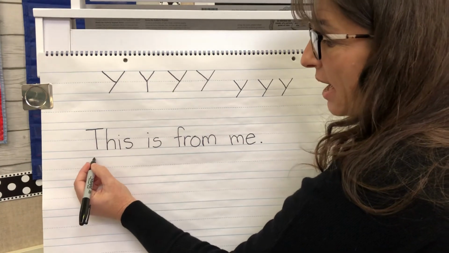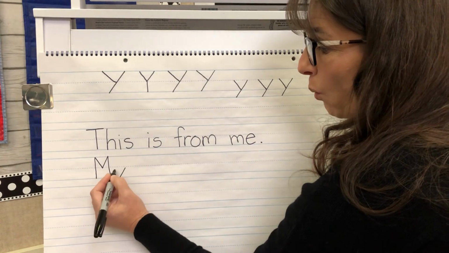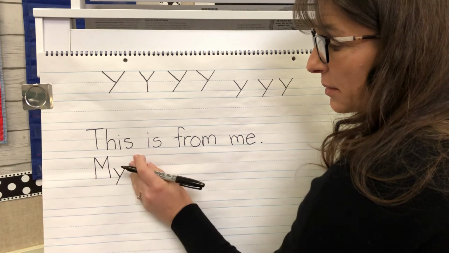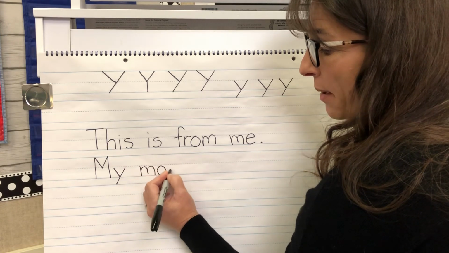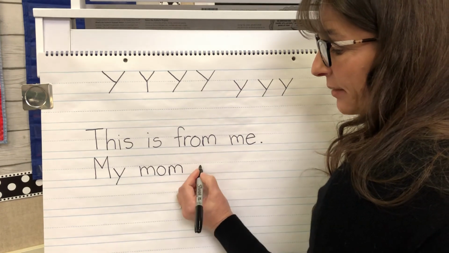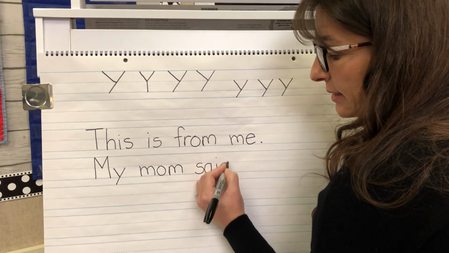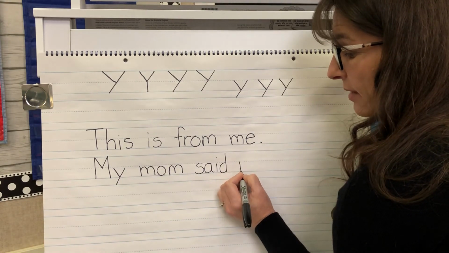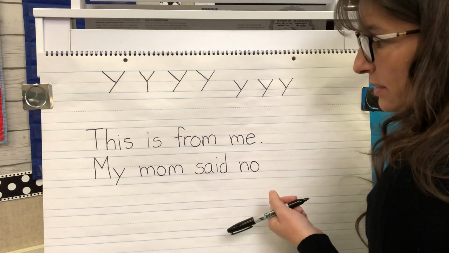So you could say like, my, M-Y. My, and I start with a capital letter. Make a space. My mom, make a space, said. S-A-I-D. My mom said, make a space, no, N-O. It could be dad, mom, or dad, whoever says no.